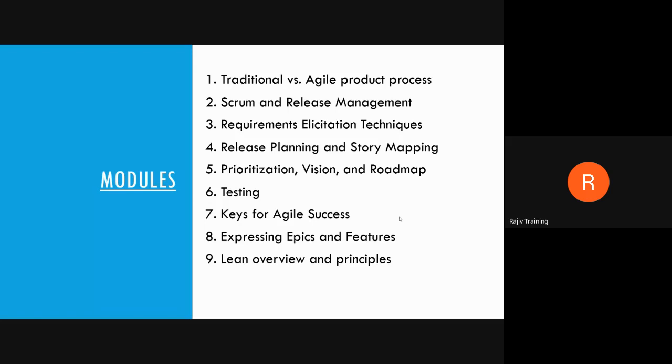And then we'll learn about keys to agile success. How can we succeed in agile? What are the various things we need to follow to succeed in agile? And we'll learn what epics and features are, and how they are related. We'll learn about non-functional requirements. What is the difference between functional and non-functional requirements? All these things we'll learn. And then a few things on lean principles, basically Kanban, and a few of the concepts here.